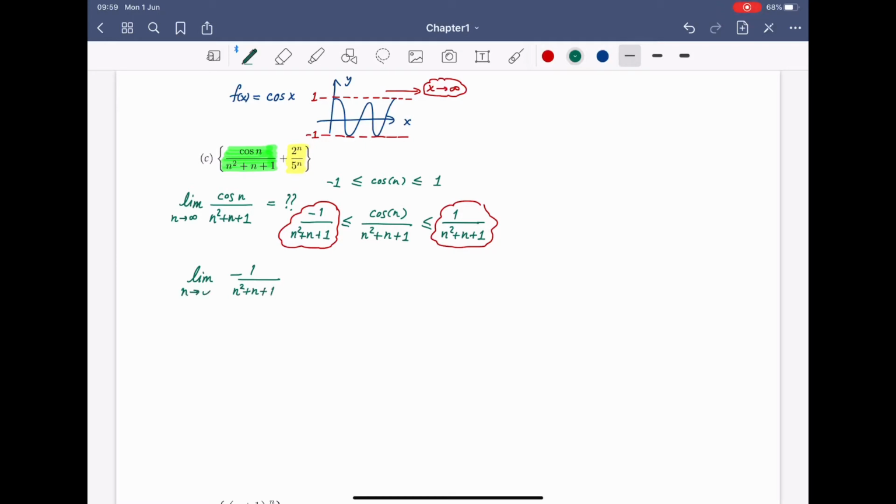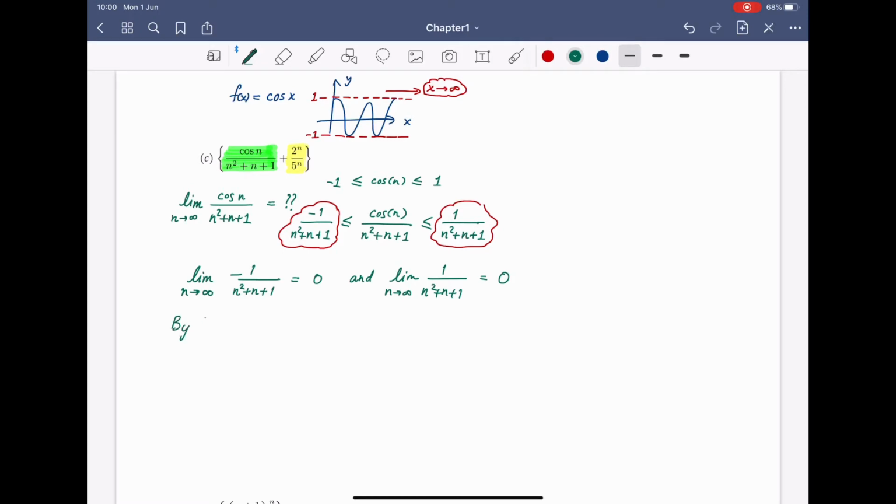This is the left term, and if you compute this, you can see that the bottom is heavy again because it's gonna end up with negative 1 over infinity. So this thing is 0. And also we have the limit as n goes to infinity of 1 over n squared plus n plus 1. This is also 0 as well. Bam! You can see that both sides have limits of 0, so we can just use the squeezing theorem.